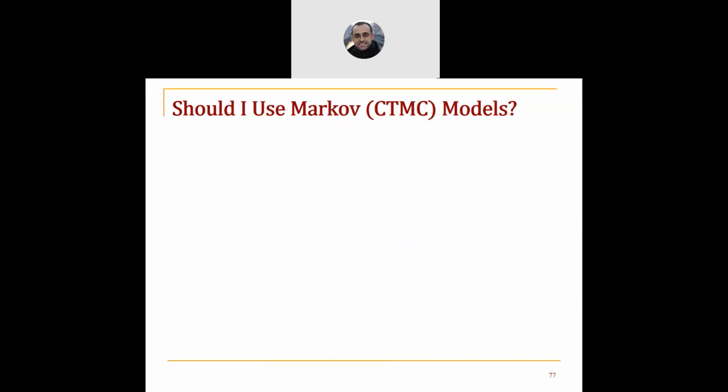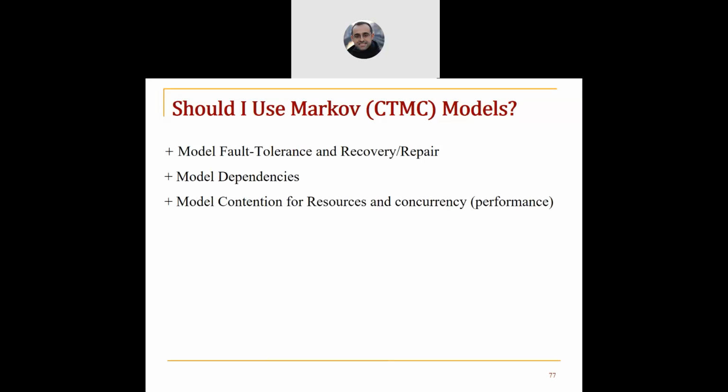So the question then is, for a given problem, should I use the fault trees that I've given you earlier, reliability graphs, or Markov chains? Well, Markov chains have the capability to model all kinds of dependence, all kinds of fault tolerance, recovery, and repair, as I've tried to show you by simple examples. All kinds of dependencies can be modeled. We can also model contention for resources and concurrency. That is, we can do performance modeling, not just dependability modeling.